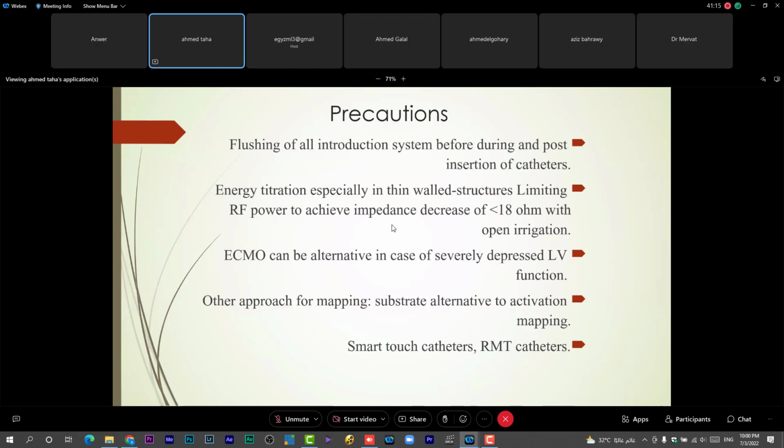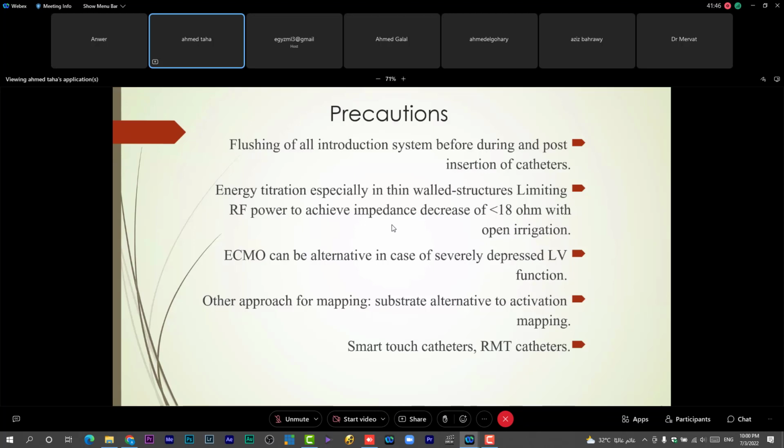Energy titration. In thin wall structures, try to use less radiofrequency power, with impedance decrease of less than 18 ohm during ablation. If the impedance changes very fast, it is an important point that you may be making, for example, a perforation or something like that. A sudden change of impedance is an indicator that you have made some trouble. So take care of this area.